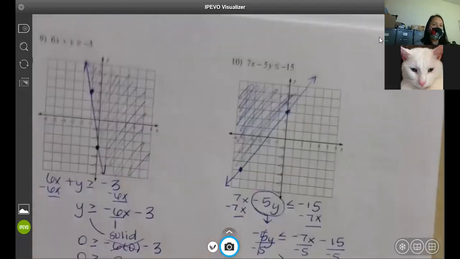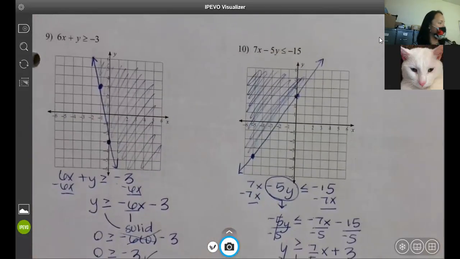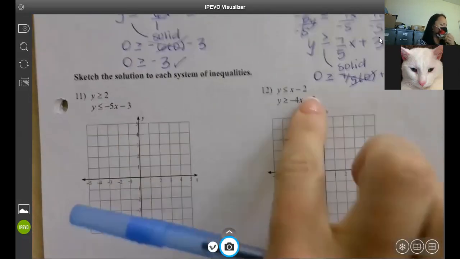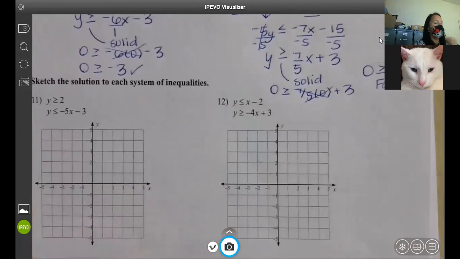So yesterday we did systems and I showed you how to do them by hand, graphing them. We're going to do the same thing today. The only difference is that there are two inequalities that we're going to graph. So here's the difference: we have two. I'm going to actually start with number 12.